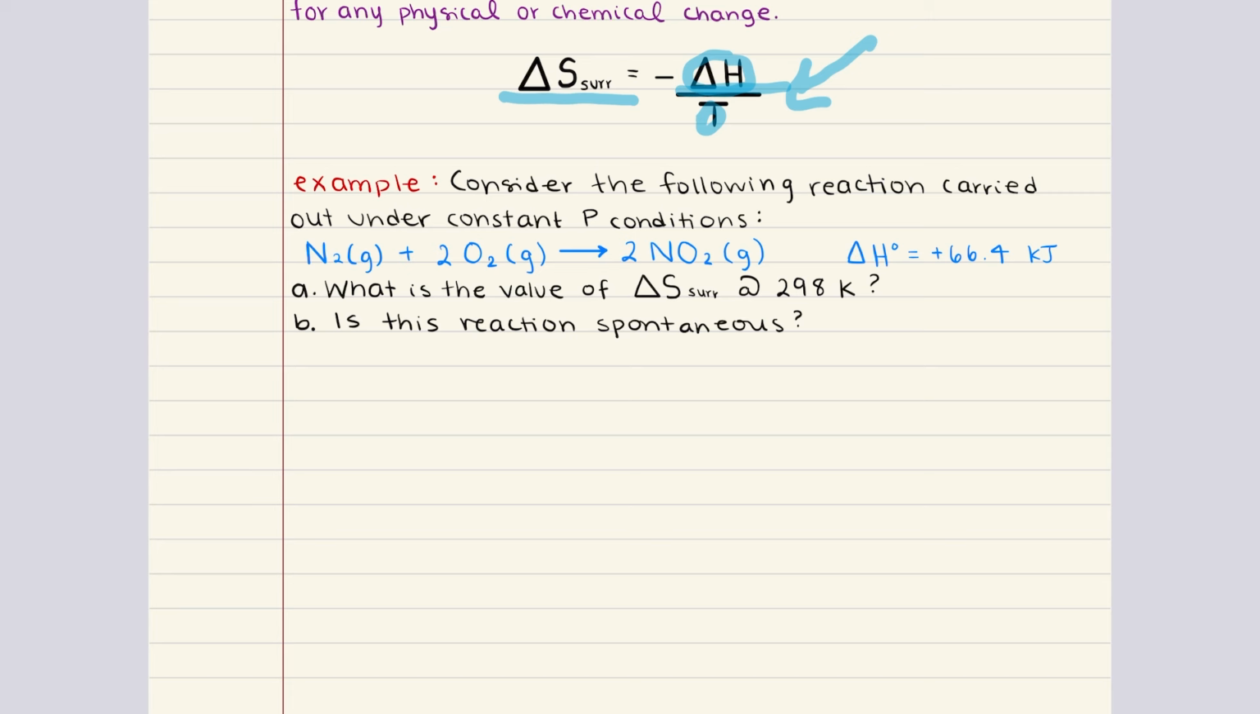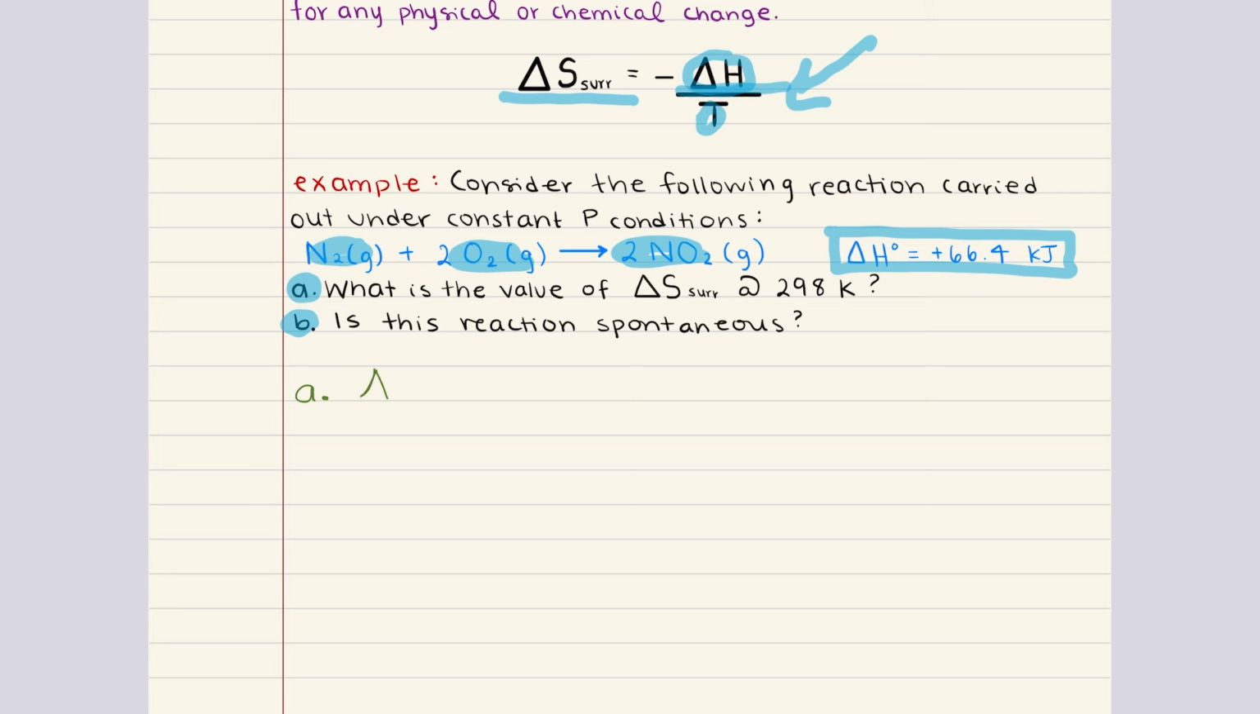This problem says, consider the following reaction carried out under constant pressure conditions. We have nitrogen gas reacting with oxygen gas to form nitrogen dioxide. We're also given the change in enthalpy for this reaction. Then we're asked to figure out what the value of delta S surroundings is at 298 Kelvin and to figure out if this reaction is spontaneous. Let's start with part A.